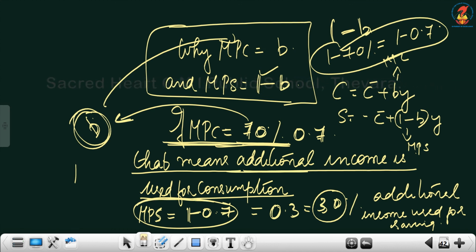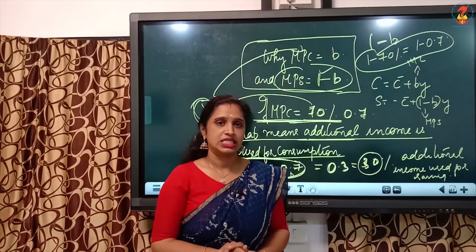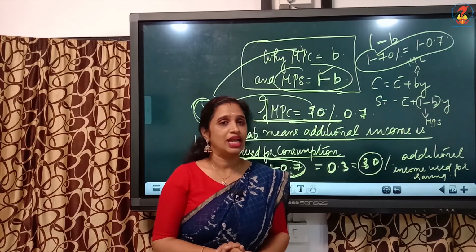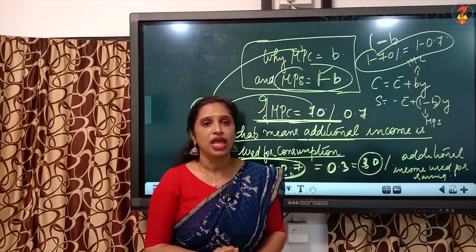This 1 minus 0.7 is therefore MPS, right? 1 minus B is MPS. MPS, 1 minus B, is equal to 0.3, that means 30%. So, with every increase in the income, 30% is used for saving. This is how the letter B denotes MPC and the term 1 minus B represents MPS.